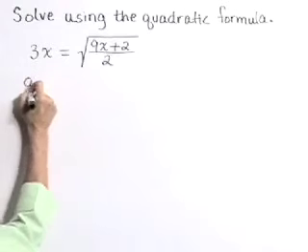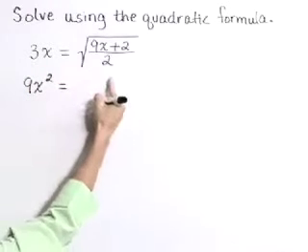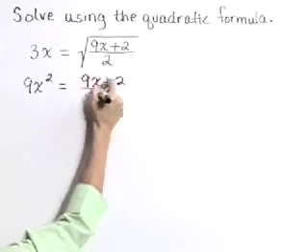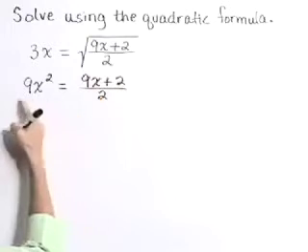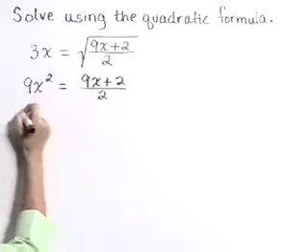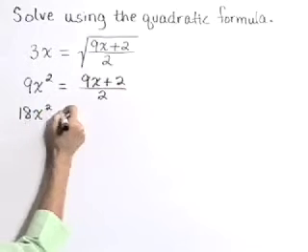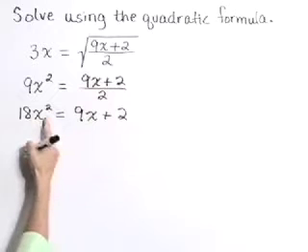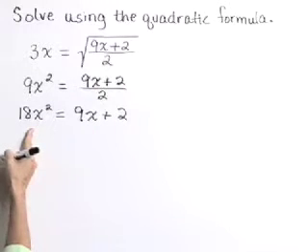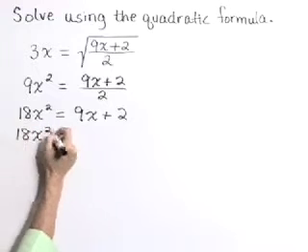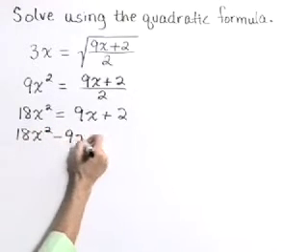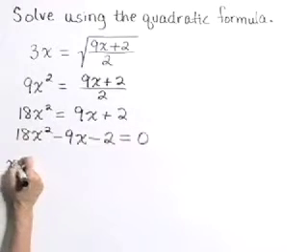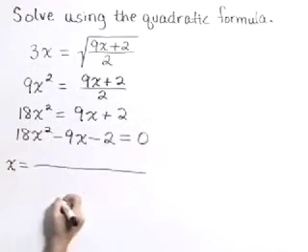Square the left to get 9x squared. Square the right to eliminate the radical, giving (9x plus 2) all over 2. Next, multiply both sides by 2 to get rid of this denominator. That gives 18x squared equals 9x plus 2. We see we have a quadratic equation. Let's put everything on one side and write this in standard form as 18x squared minus 9x minus 2 equals 0.